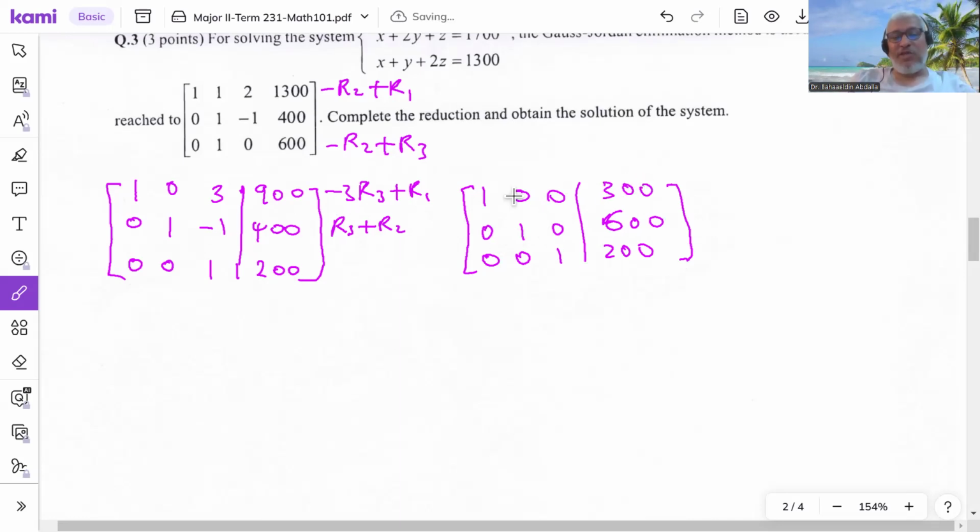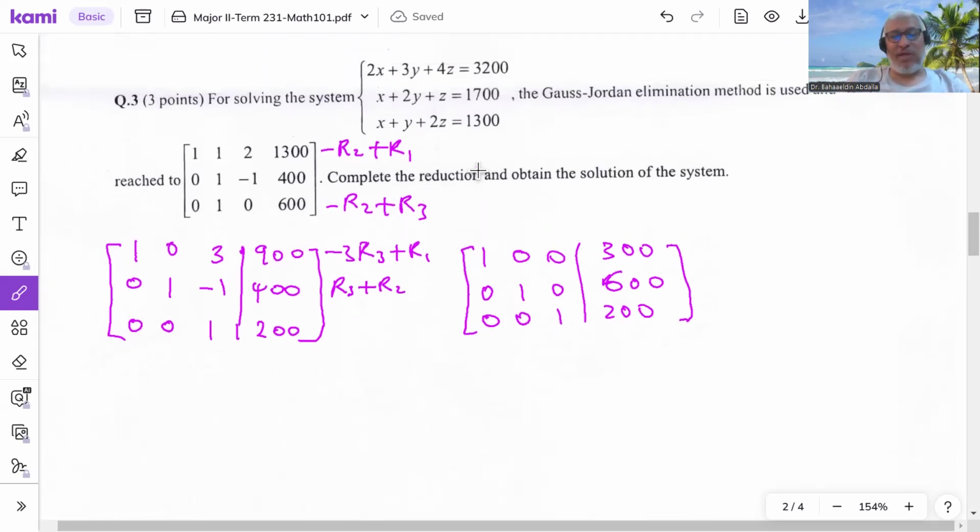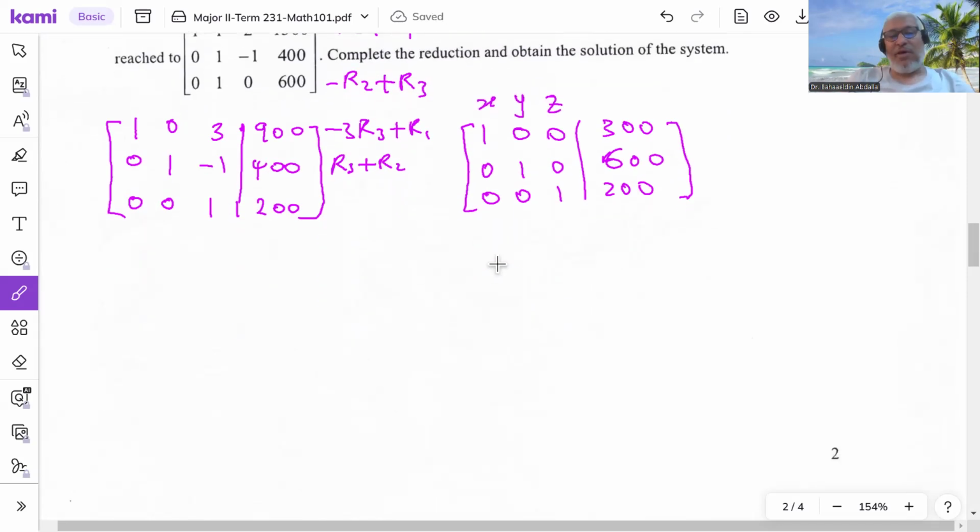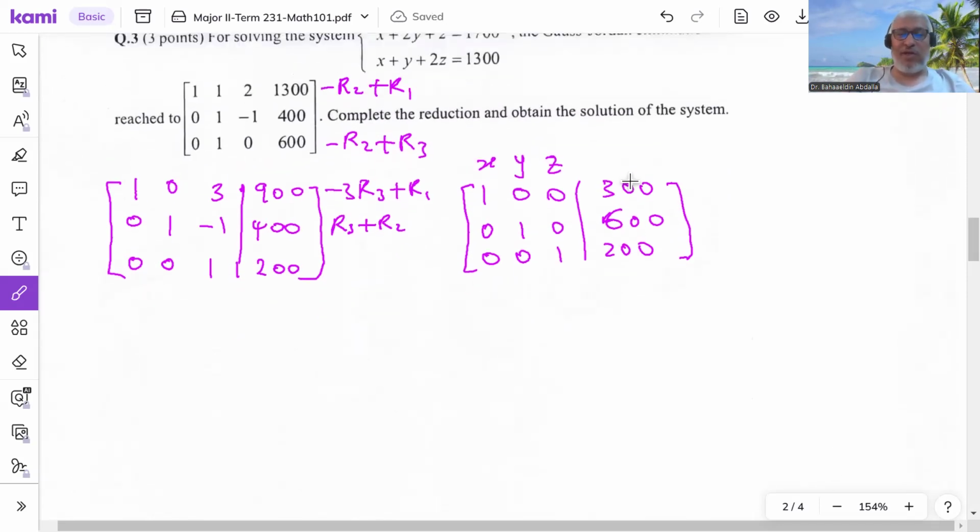So now we reached the identity matrix on this side. And this is how Gauss and Jordan work. You have to change this matrix to the identity matrix. And now, what are the variables in the question? X, Y, Z. So this is the column of X, this is the column of Y, this is the column of Z. So let us write the equations. After we reach the final step, we write the equations.